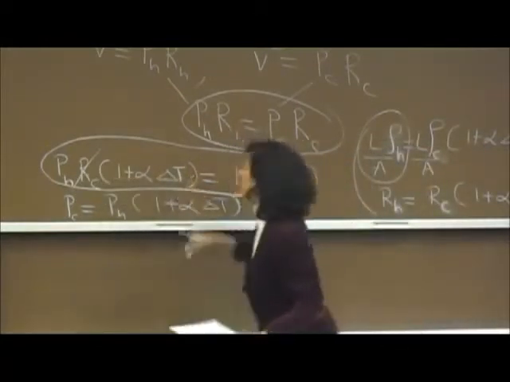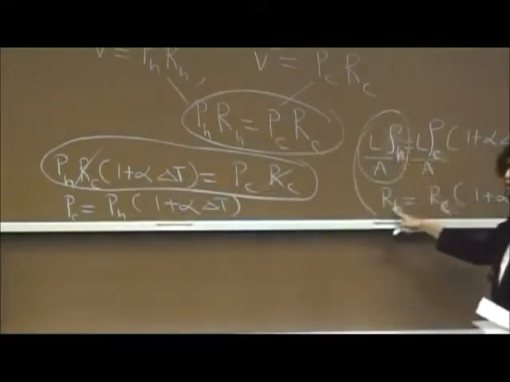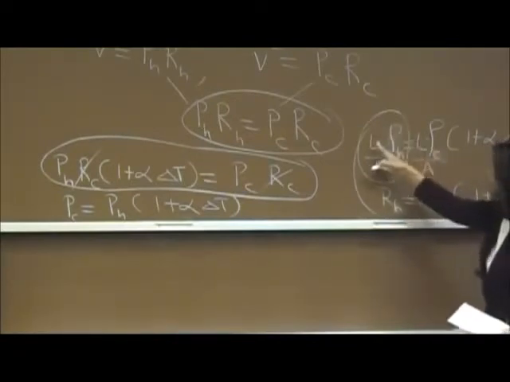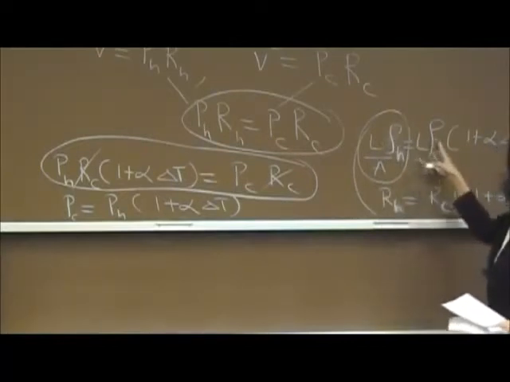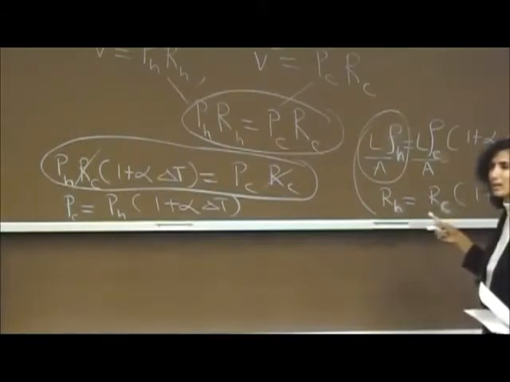Does that make sense? And if you are wondering how I converted rho to R, all I did was multiply both sides of the equation by L over A. You can see L rho H over A is R sub H, and L rho sub c divided by A is R sub c. Does that make sense?